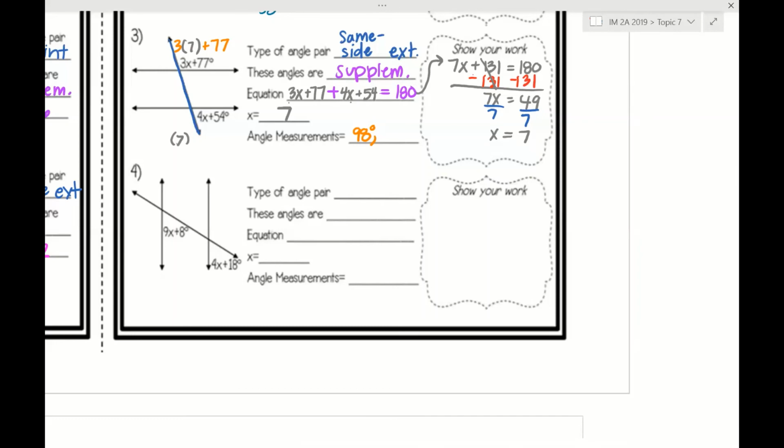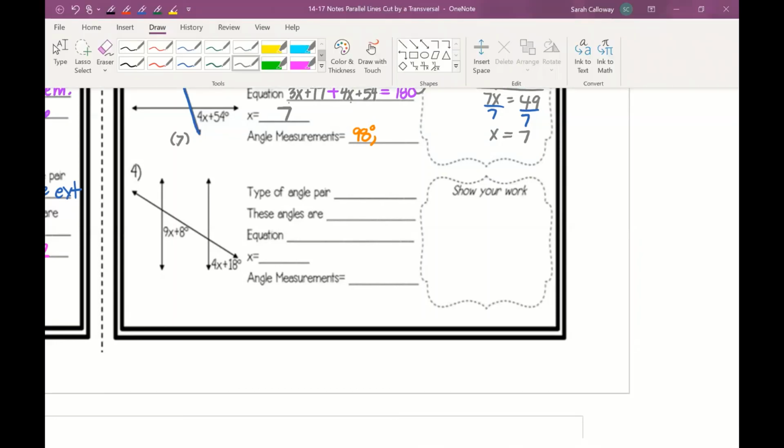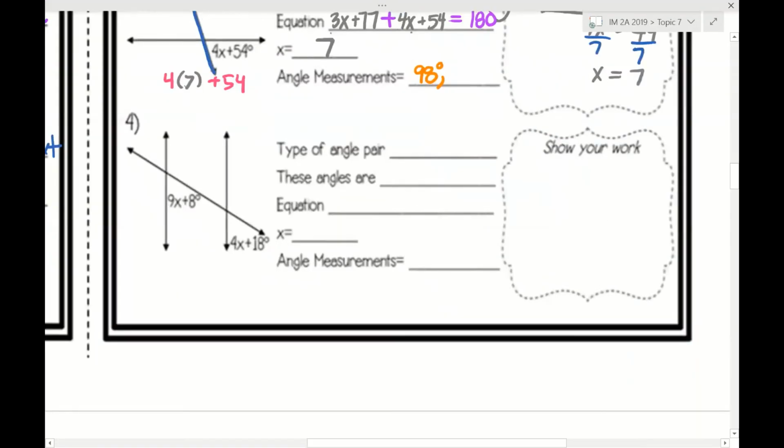For the second angle, I have 4 times x plus 8 is 28, and 28 plus 54 is 82. And so remember, one thing that we want to check is if I add 98 plus 82, do I get 180? And so that does work. So 8 plus 2 is 10. If I carry the 10 over, I got 9 plus 1 plus 8 is 18.